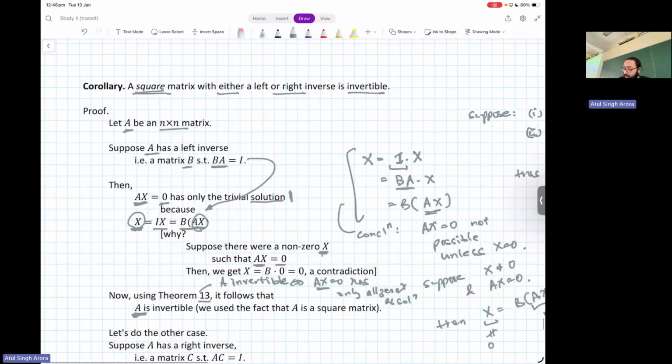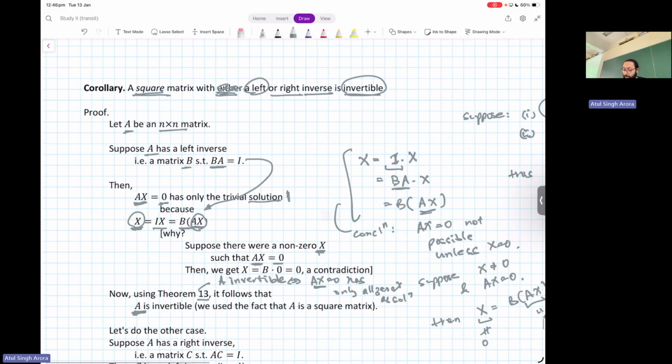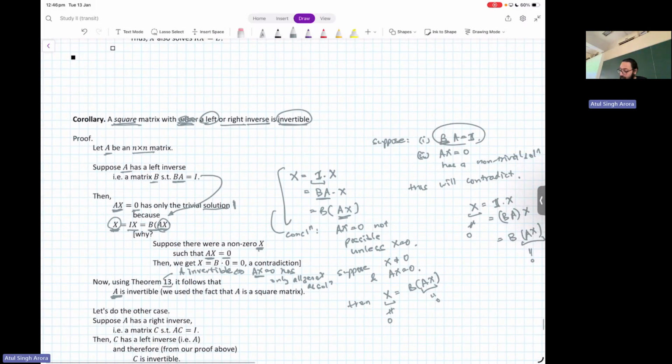The theorem was saying that if you have a square matrix, we were just doing the left part, so we were saying if it has a left inverse, then it has to be invertible. This B is coming from the fact that you have a left inverse, and we concluded that if you have a left inverse, then the only solution is the trivial solution. And the theorem told us that if you only have a trivial solution for a square matrix, it has to be invertible. Is that okay? Okay, brilliant.